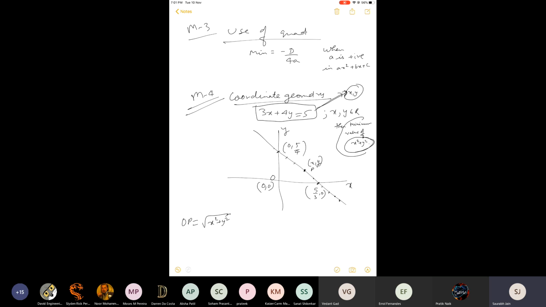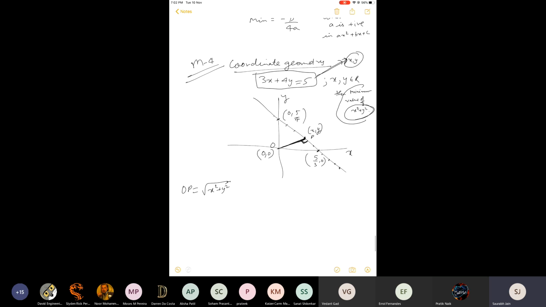From this, it came to my mind that if this distance has to be minimum, then it must be the perpendicular distance. Why? Because of all the distances from a point to a line, the shortest is the perpendicular. And how are we relating these two things? Because in the question they have asked us to find the minimum value of x square plus y square. So see the last step, OP equals under root x square plus y square.